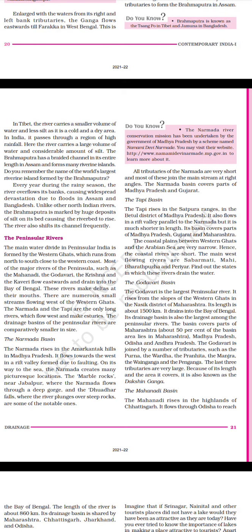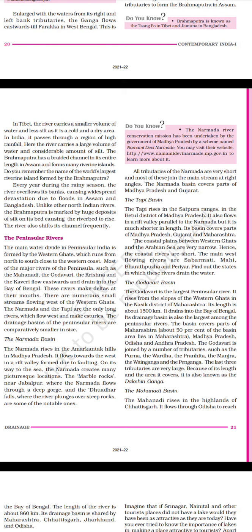Learn more about it. All tributaries of the Narmada are very short and most of these join the mainstream at right angles. The Narmada Basin covers part of Madhya Pradesh and Gujarat. The Tapi Basin. The Tapi rises in the Satpura ranges in the Betul district of Madhya Pradesh. It also flows in a rift valley parallel to the Narmada, but it is much shorter in length. Its basin covers parts of Madhya Pradesh, Gujarat, and Maharashtra.